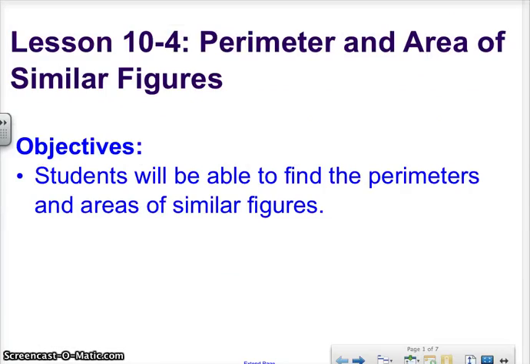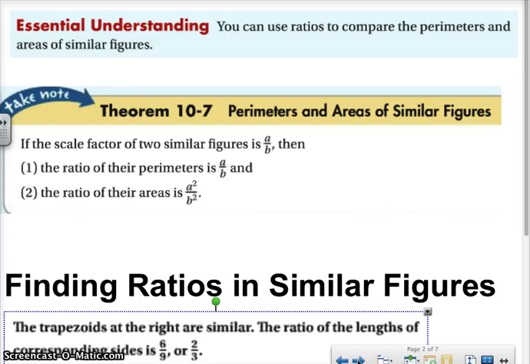Welcome to the video for perimeter and area of similar figures. You just finished up 10.3 about regular polygons. We're going to remember a couple things about chapter 7 with similar figures. So what happens if our figures are similar and we're talking about perimeter or area?